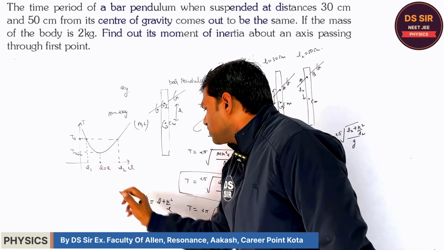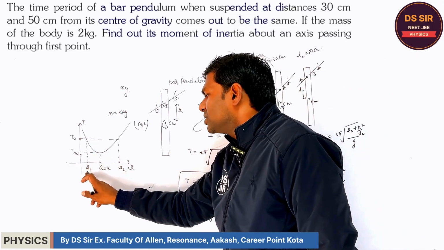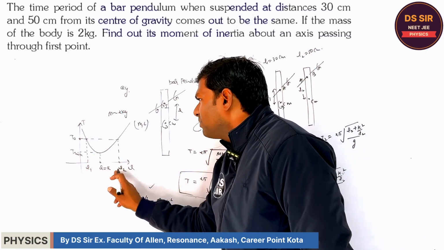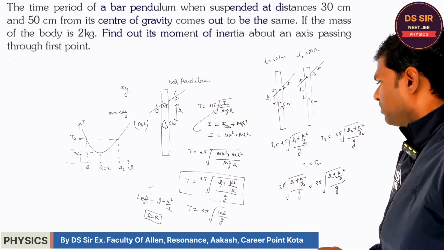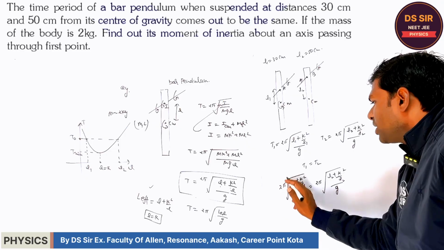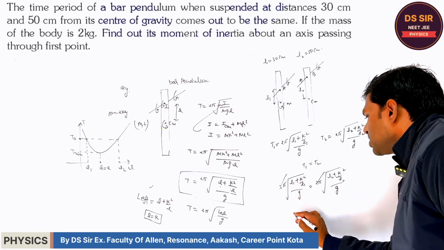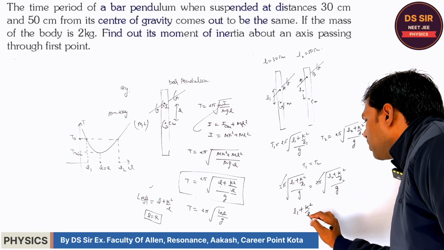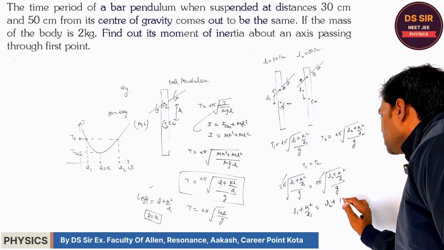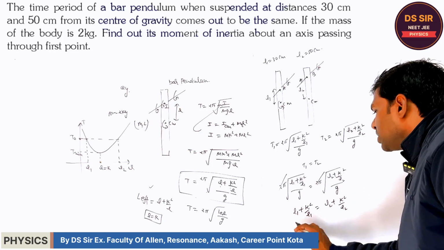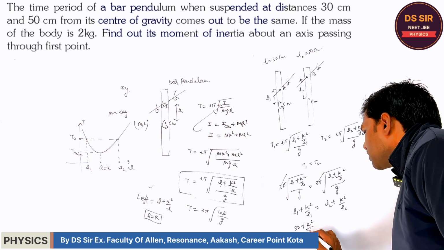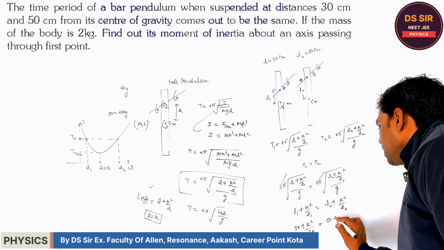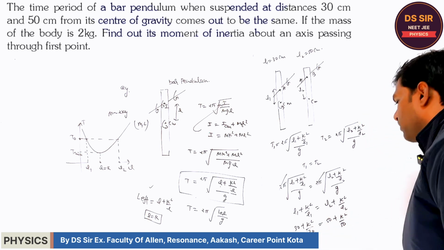Why? Because from this graph you can see that for the two lengths L1 and L2, the time period of this oscillation will be the same. If you simplify, 2 pi root g will cancel out. L1 plus K square upon L1 is equal to L2 plus K square upon L2. The L1 is 30 plus K square upon 30, and it is 50 plus K square upon 50.